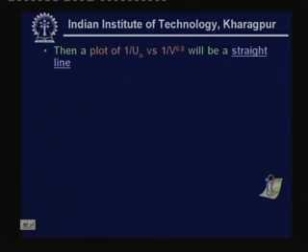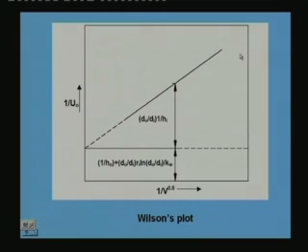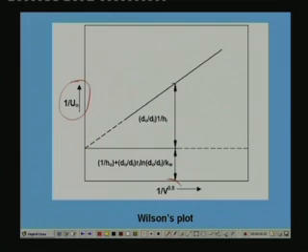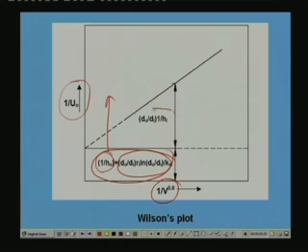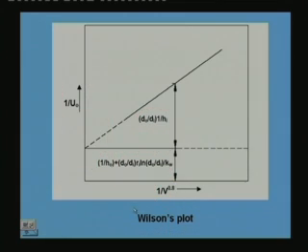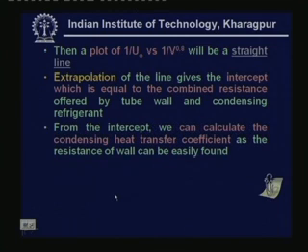Then a plot of 1 by U naught versus 1 by V to the power of 0.8 will be a straight line. If you plot 1 by U naught versus 1 by V to the power of 0.8, then you get a straight line like this, and the intercept gives you the resistance on the refrigerant side plus wall resistance, because that remains constant, whereas the resistance on the water side will be varying because the velocity of the water is varying. From the intercept we can calculate the condensing heat transfer coefficient, as the resistance of the wall can be easily found.